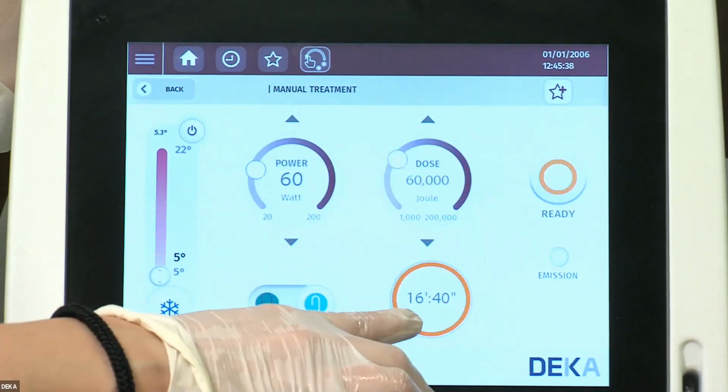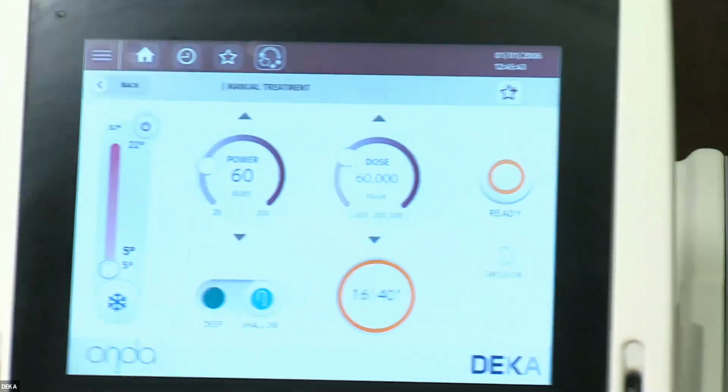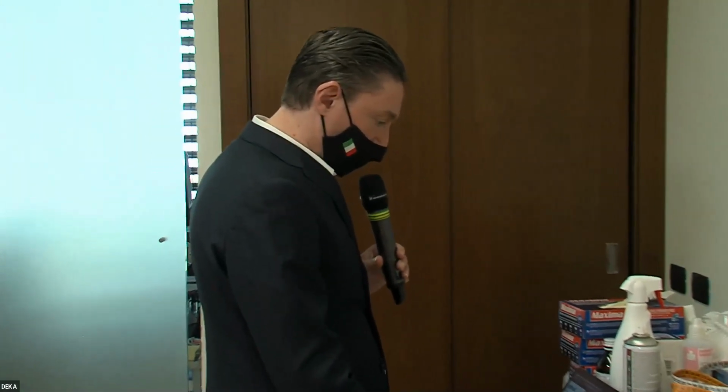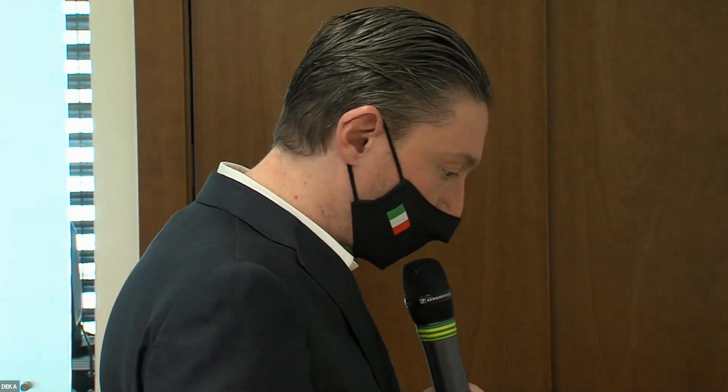Yeah, these are, let's say, high settings. Using 60 watt is not suitable for all patients if you are not sure about the correct level of power. Especially, you can start with 30-40 watt and then increase them in case the settings are too low. So it's better to start with lower parameters.